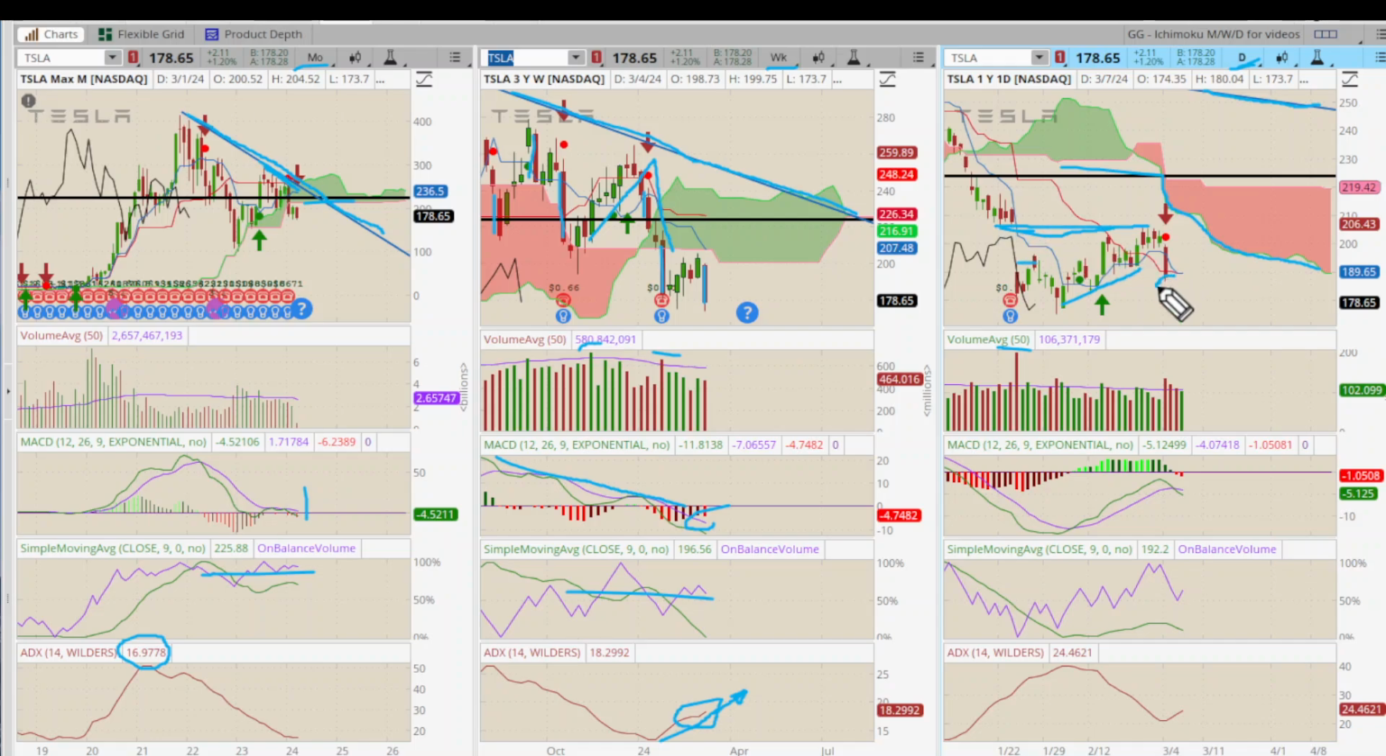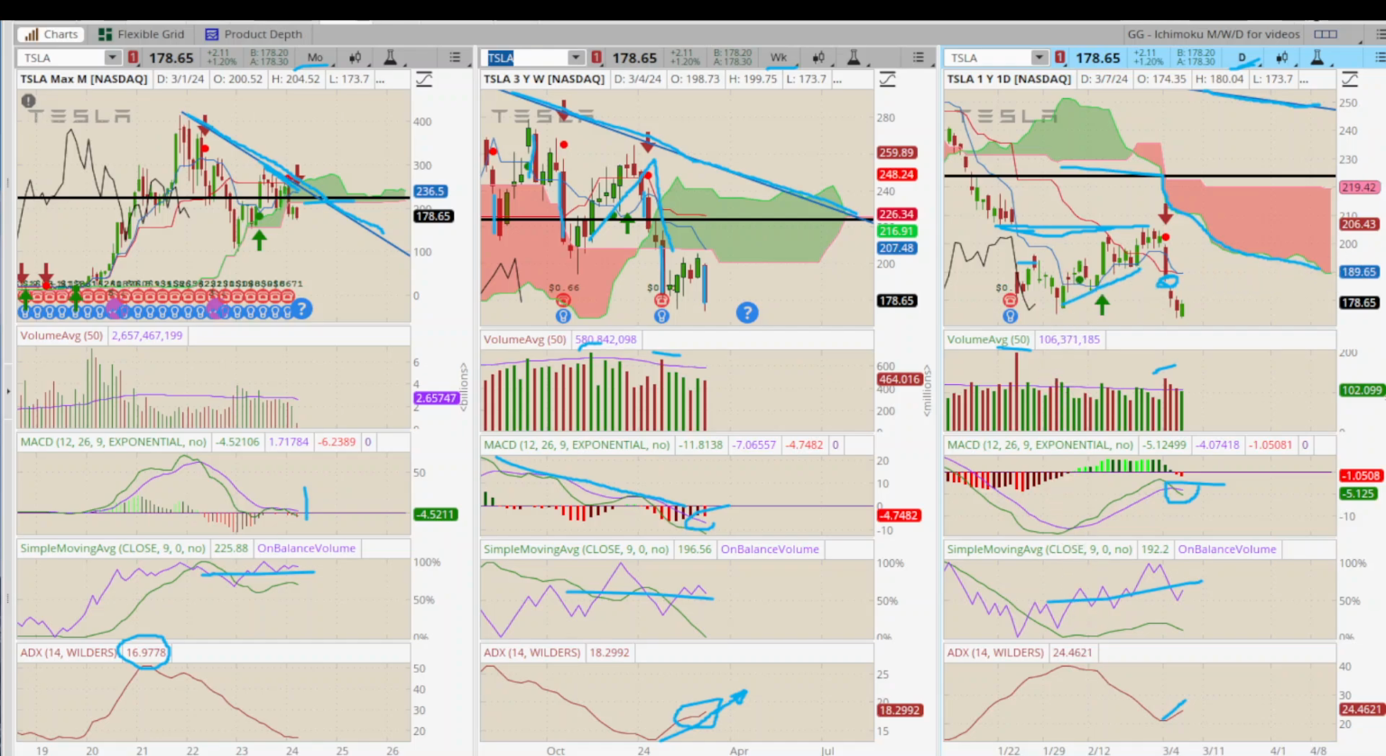Another gap, I think that was Tuesday of this week, and things are just not looking good right now for Tesla. You've got increasing volume on down days, and on the daily you've got a MACD that's decreasing, on-balance volume's not going anywhere, and an increasing ADX. It's now at 25, which is a strong downtrend.